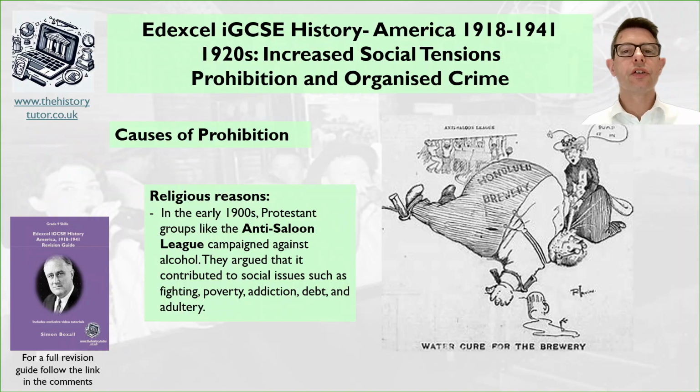Also, we got religious causes. Protestants set up groups like the Anti-Saloon League in the early 1900s. This campaigned against alcohol as a cause of fighting poverty, addiction, debt and adultery. So again, looking at those social problems around alcohol.